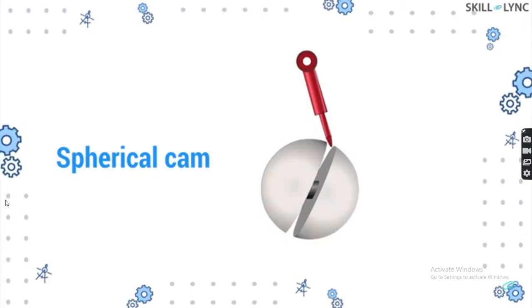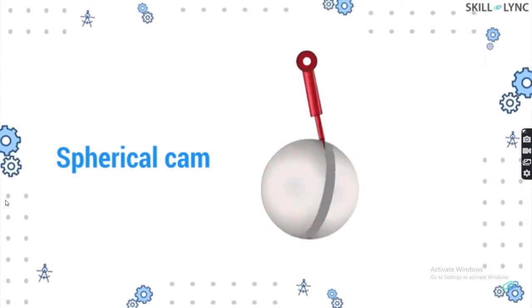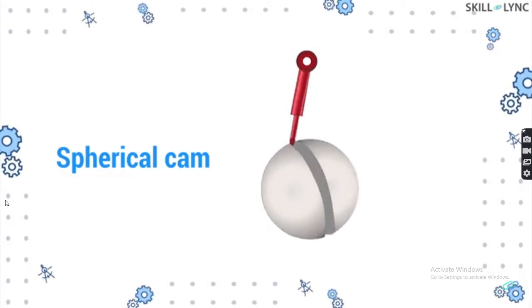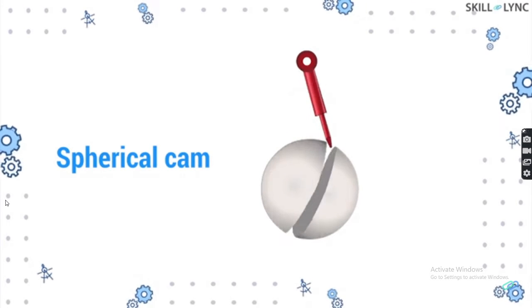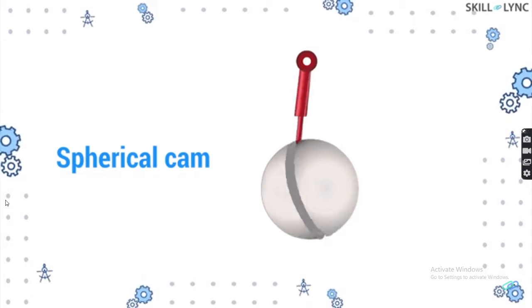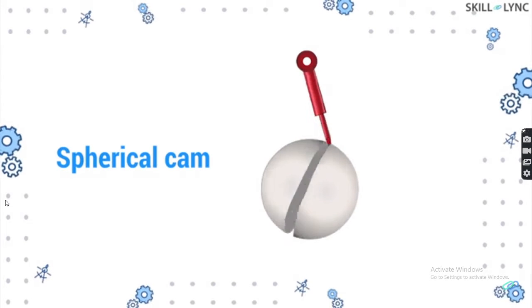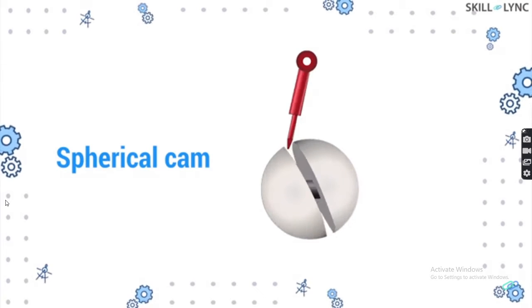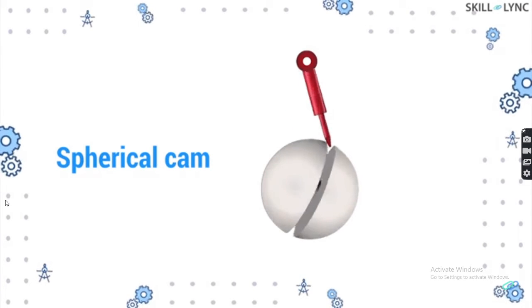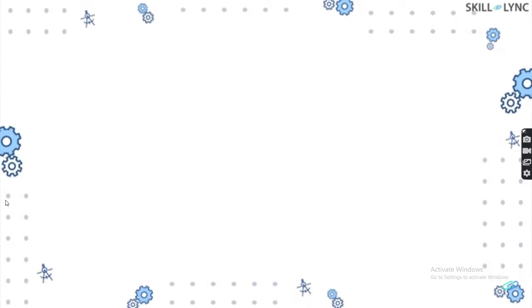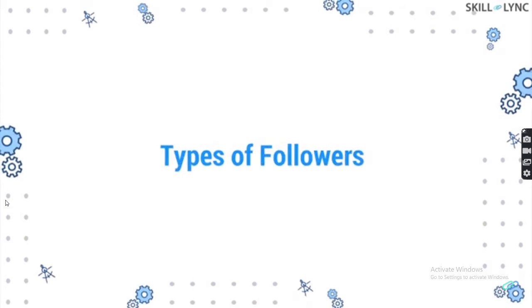And now we have the spherical cam, where the cam is in the shape of a sphere provided with a groove over which the follower moves. Here, the oscillation of the follower will be perpendicular to the axis of rotation of the sphere. With this, we have seen the different types of cams. Now, let's move on to the types of followers.